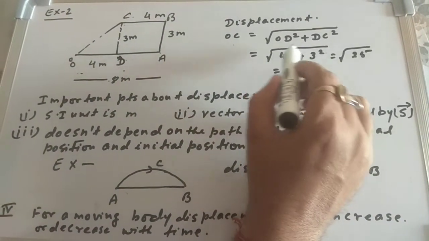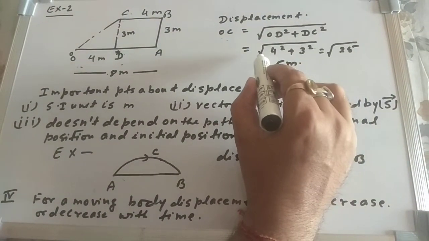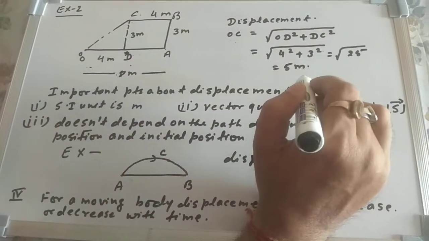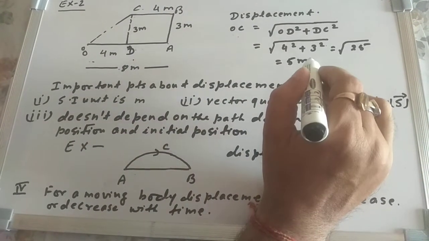So OD we have got 4 meter. DC is there 3 meter. So displacement is equal to under root 4 square plus 3 square. And after due calculation we have got 5 meter.